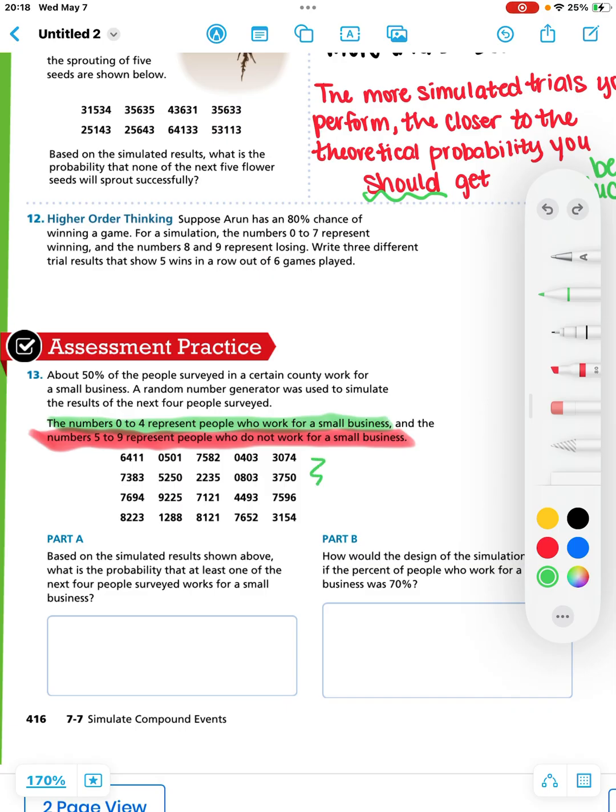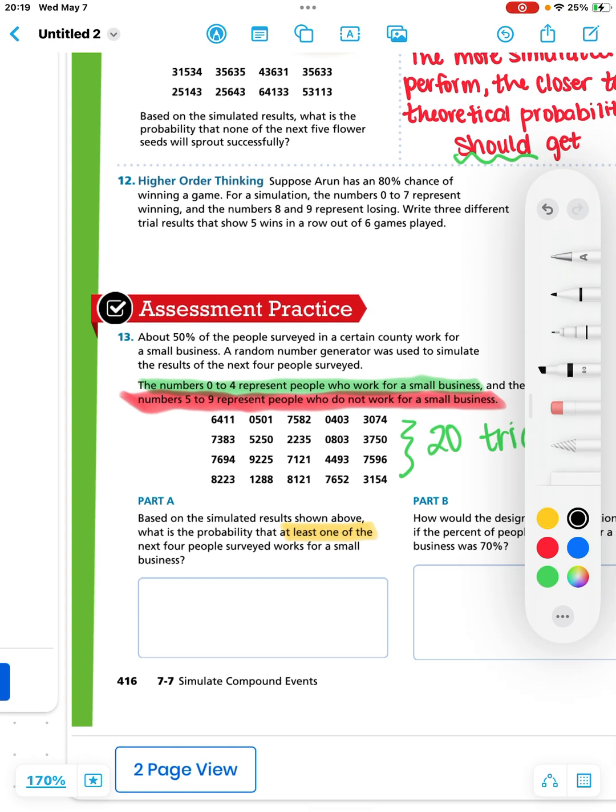It looks like here we have 1, 2, 3, 4, 5 times 4, 20 trials. So we just got to keep that in mind. Based on the simulated results looking at part A, shown above, what is the probability that at least one of the next 4 people surveyed works for a small business? So that term, at least one, means I'm looking for greater than or equal to 1.